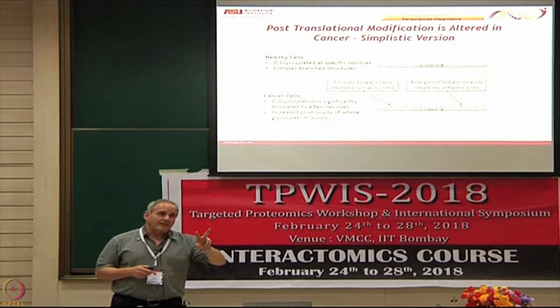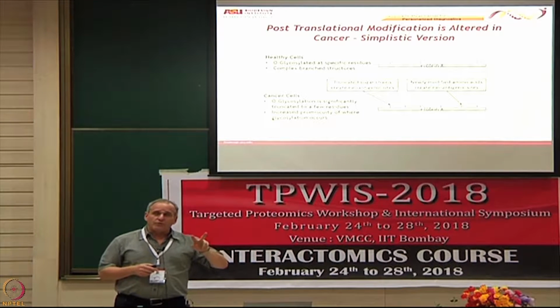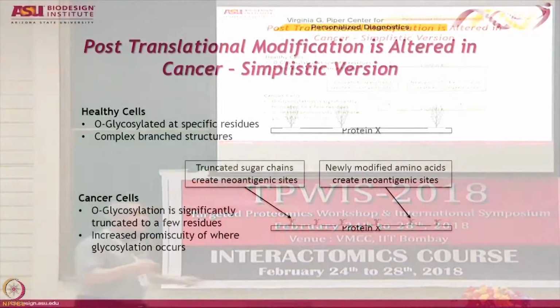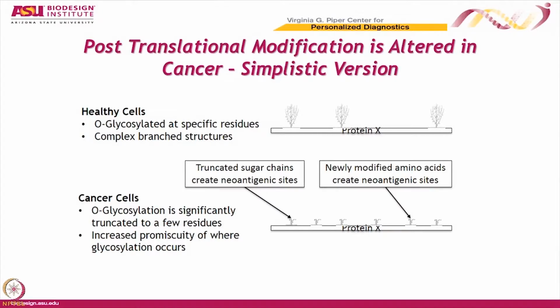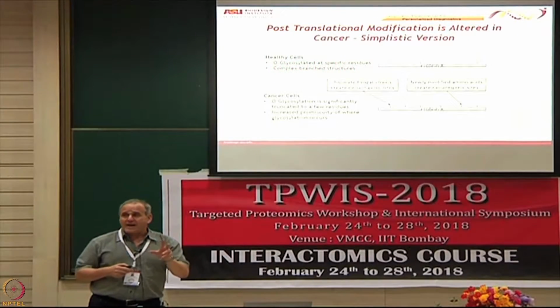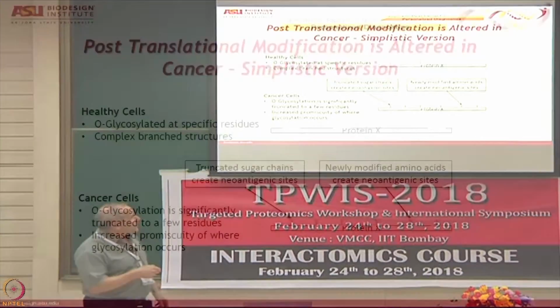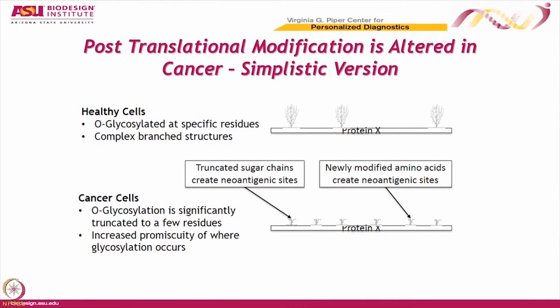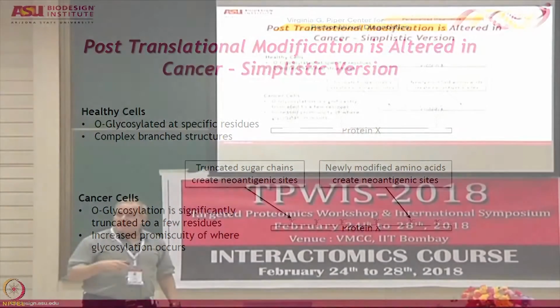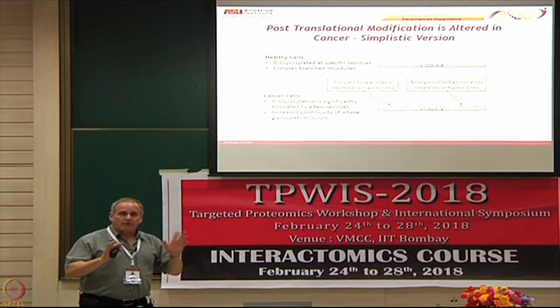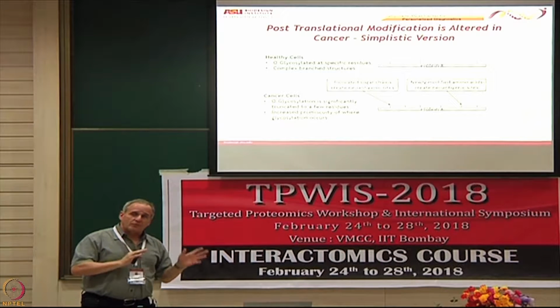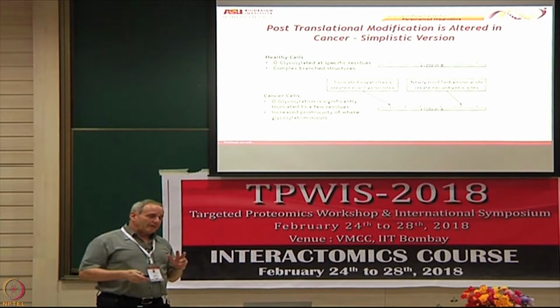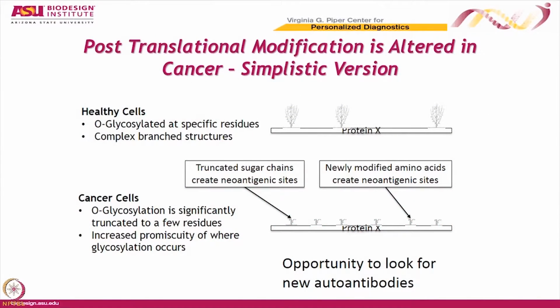Because there are 2 things now that are different about these modifications. They create 2 new shapes that could induce an immune response. The first is that you get these short sugars, and so the immune system might see that as different from normal. And the second is that you now have amino acids that are modified that didn't used to be modified. So both of these are potentially inducers of an immune response, and that would mean that for me, they're an opportunity to look for new autoantibodies.